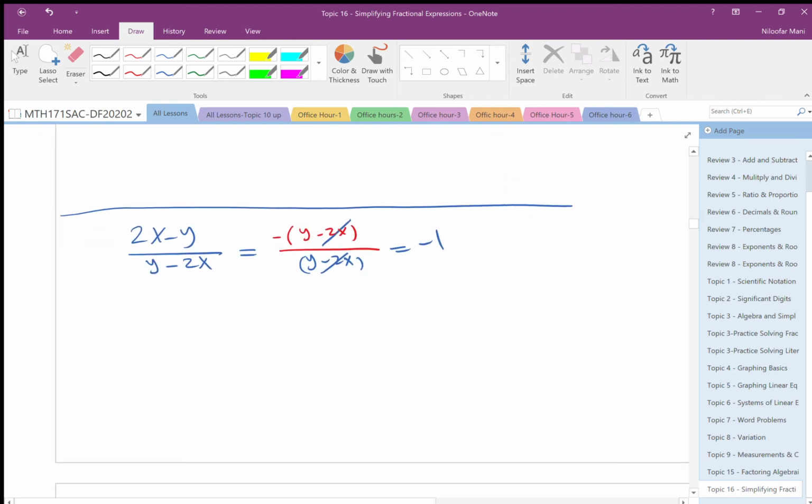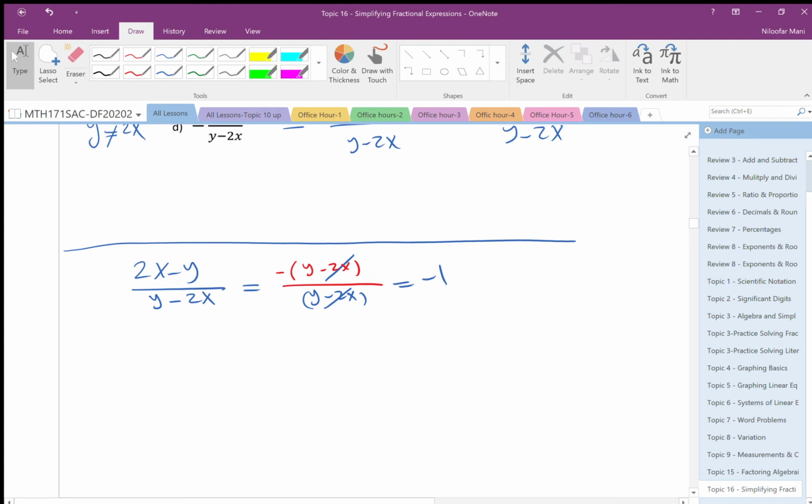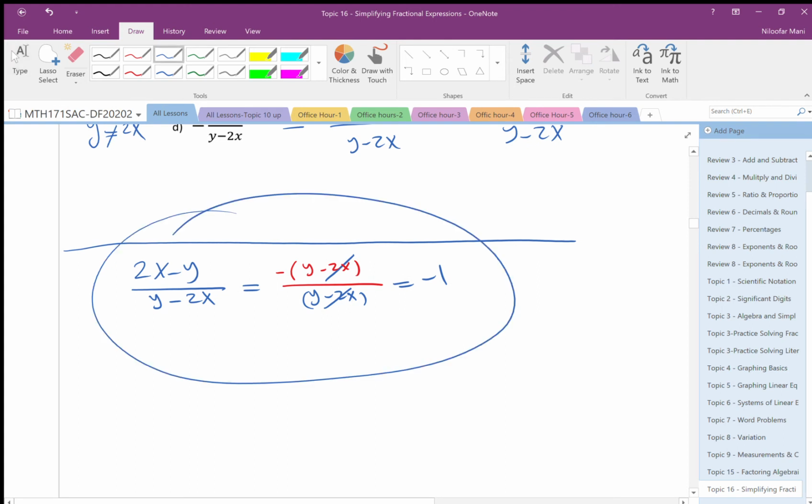Also, if you see something like this, at the beginning you don't notice: I have 2x minus y over y minus 2x. What can I do here? Remember, you can always factor a minus 1 from any algebraic expression, and then change all of the signs inside the bracket. Then I see they are both the same, and then I can cancel.